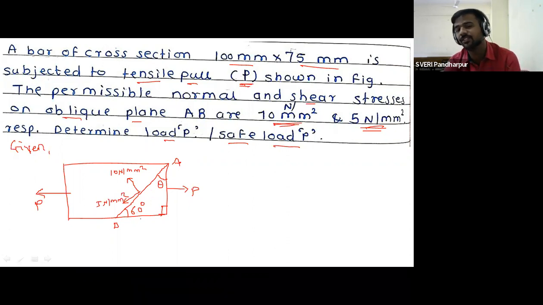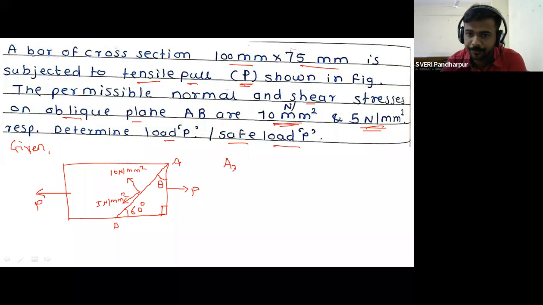So can we take this 60 degree as it is for the calculation? No. So by using this 60 or by using this 90 degree, that is the trigonometric rule, we have to calculate the theta angle with this vertical plane. Okay, so first of all we'll write all the given parameters.